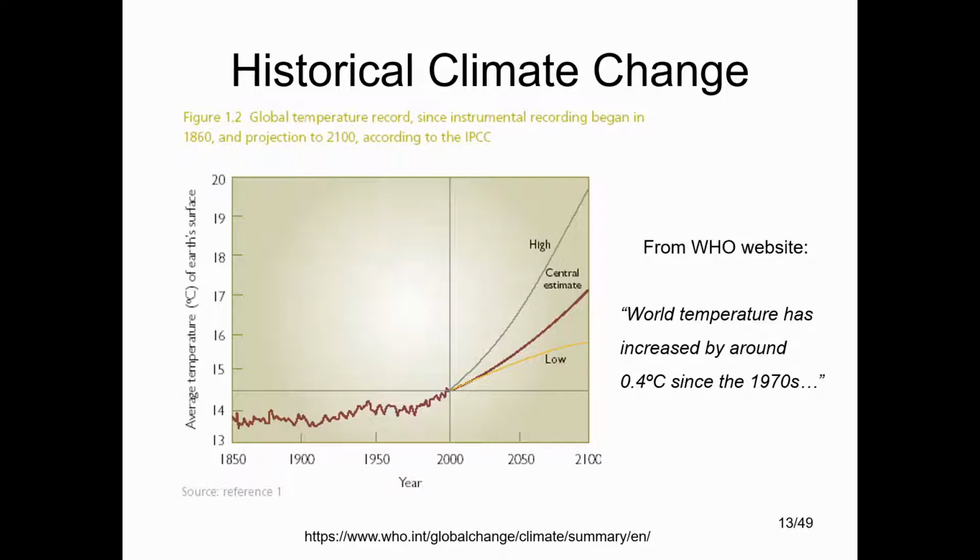The global temperature has increased almost half of a degree since the 1970s. When this data is extrapolated into the future, a range of a 1 to 5 degree increase is estimated over the next 75 years.